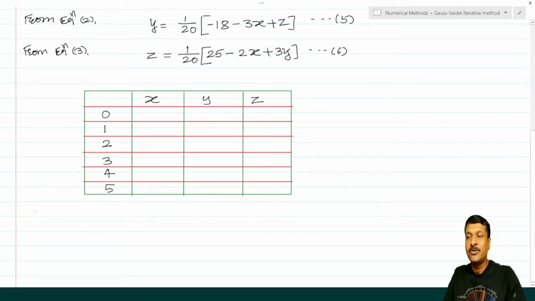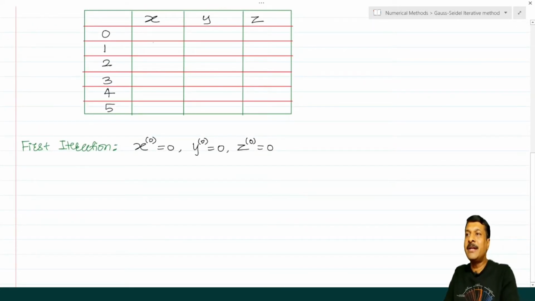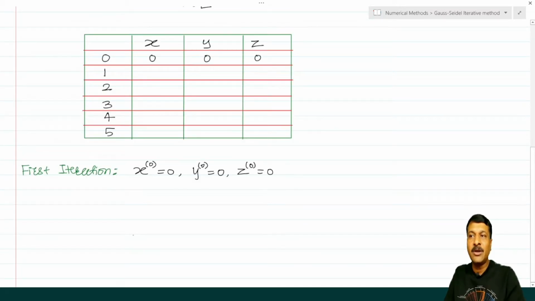So here you consider the first iteration. Initially you consider the values at the 0th position, x equal to 0, y equal to 0 and z equal to 0. So always you consider the values 0, 0, 0. So in the table I am getting the initial values at the first position. So what are the values of x, y, z?